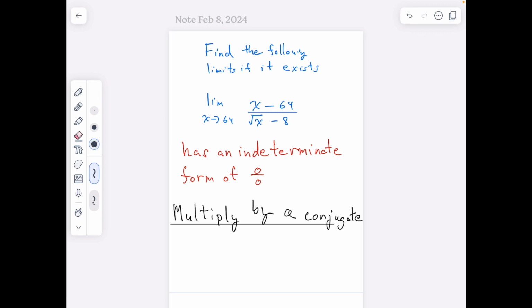So as x approaches 64, both the numerator and denominator approach 0, because 64 minus 64 is what the numerator looks like, which is 0, and root 64 minus 8 is what the denominator looks like, or 8 minus 8, 0. And this indeterminate form is a form for which you need to do a little more work to figure out what the limit is equal to, if it exists.